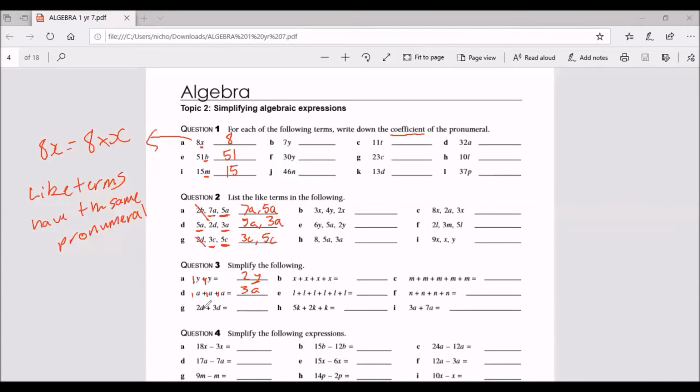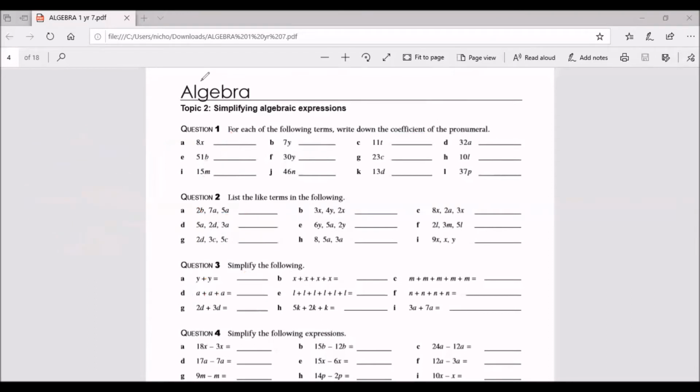So let's do one that actually has coefficients other than 1. So here I've got 2d plus 3d. I know these are like terms because they've both got the same pronumeral d. So now I write my d, and then I add my coefficients. So 2 plus 3, which is 5. So I end up with 5d, which is the same as 5 times d.